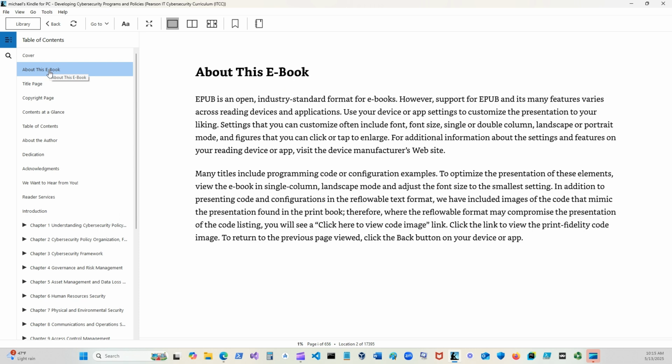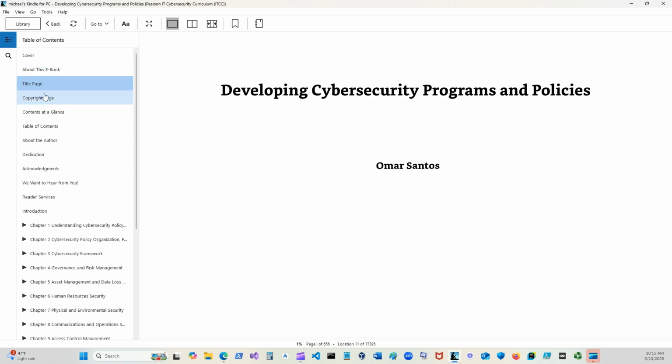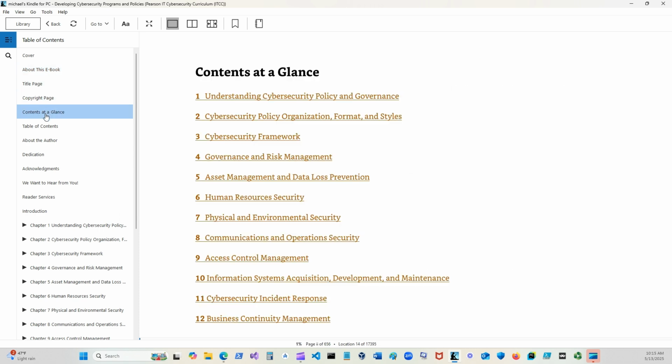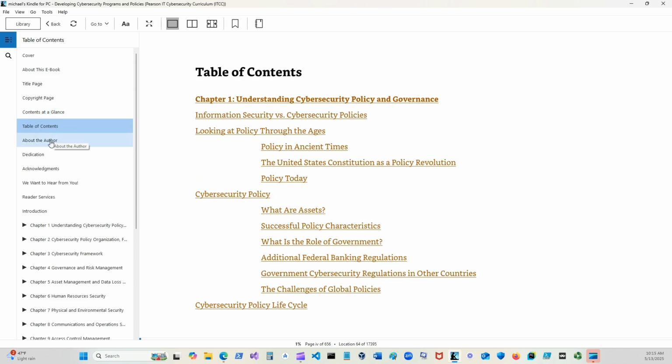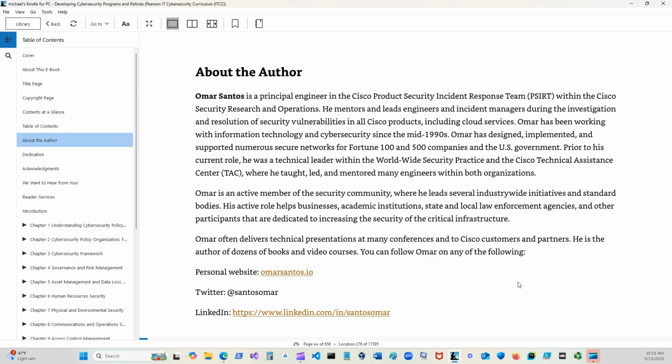We always like to go to the copyright. This was written in 2019, but it's a great book. So now we'll go to About the Author. We always do About the Author. So Omar Santos is a principal engineer in the Cisco Product Security Incident Response Team, PSIRT, within the Cisco Security Research and Operations.